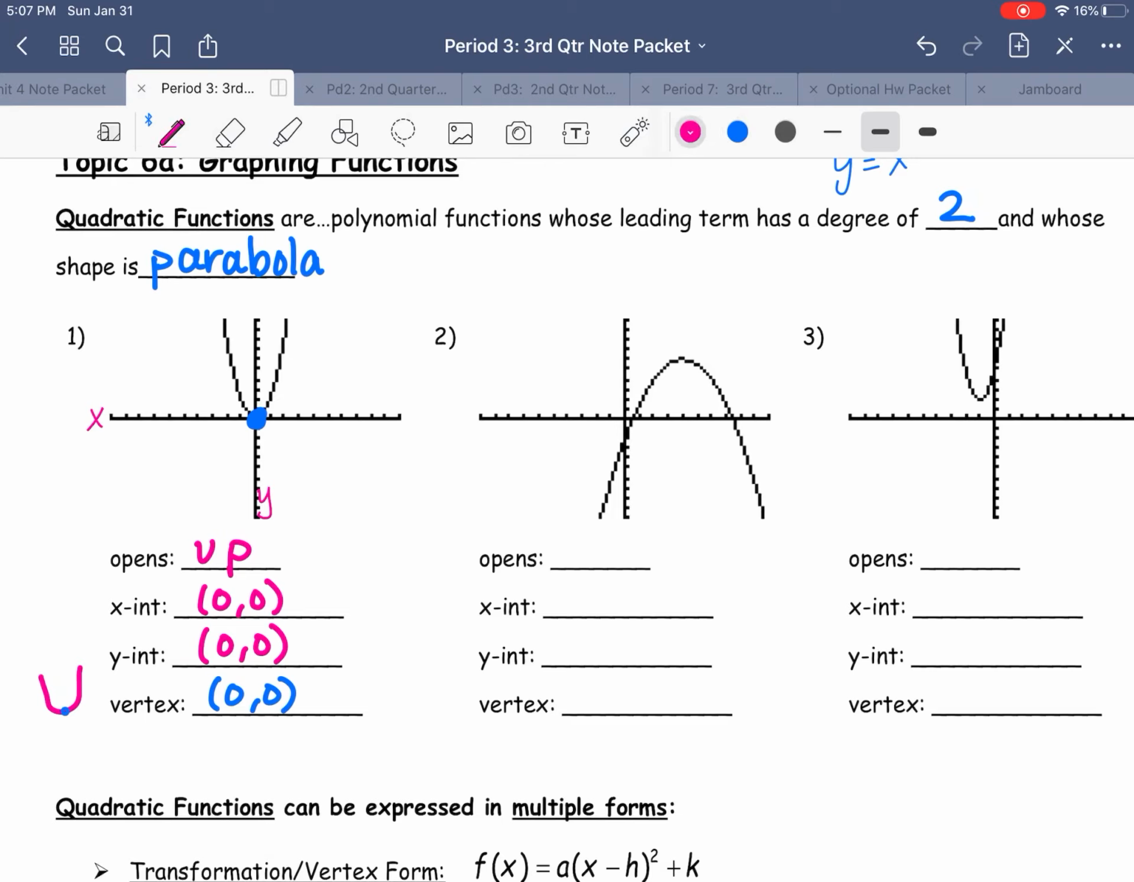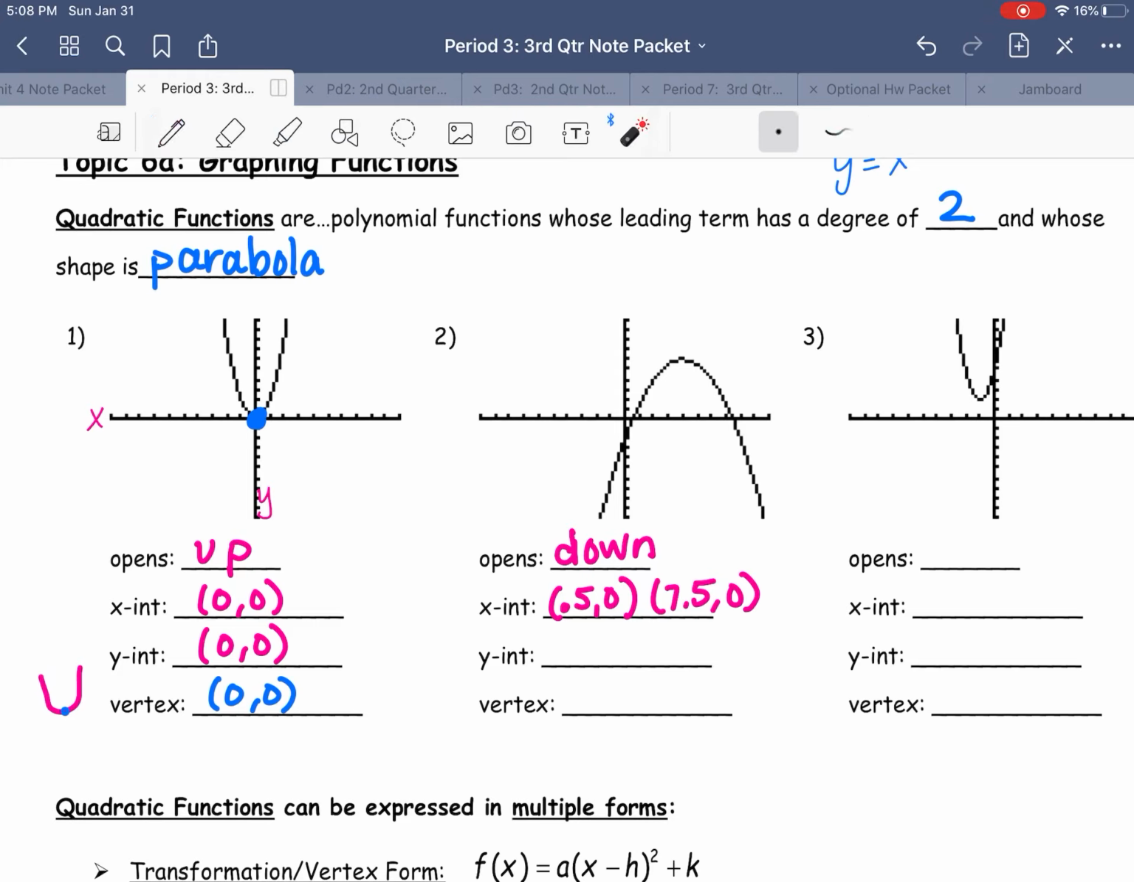Let's look at problem 2. Problem 2, I would say, opens down. Now I'm going to look for the x-intercepts. It looks like it's crossing right here, maybe about 1/2, and 1, 2, 3, 4, 5, 6, maybe 7.5. So 1/2 and 7.5, and how I'm going to write it is (0.5, 0) and (7.5, 0).